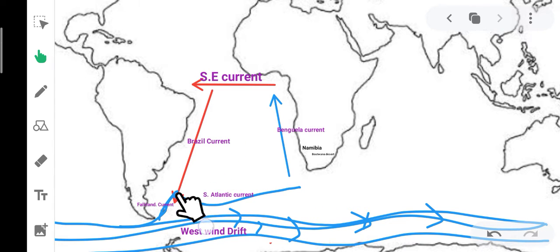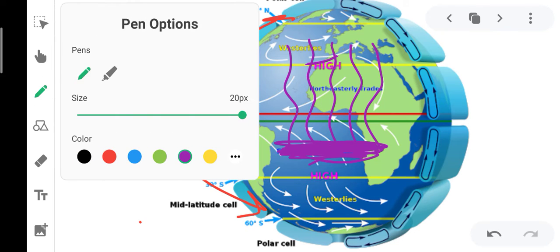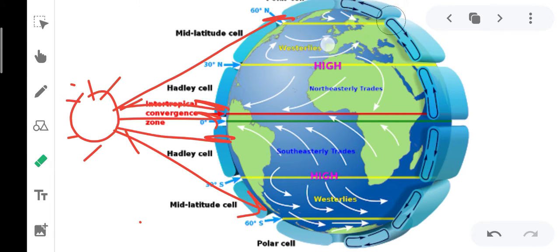One might wonder why this Brazilian current turned in the eastward direction. This is due to the westerlies. Let's discuss the concept of trade winds and westerlies. So this is a globe and now we will discuss the trade winds and westerlies. This is the equatorial region, direct heating from the sun, high temperature. High temperature will lead to the expansion of air and the air will move in the upward direction.